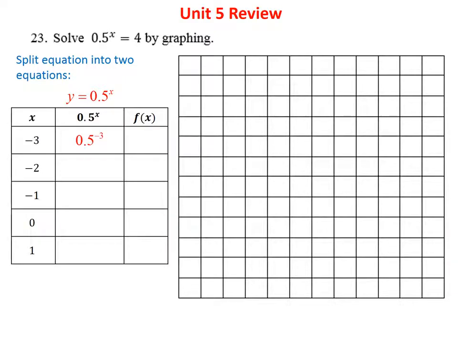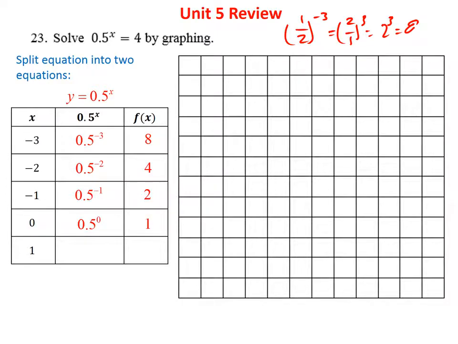So notice when it's to the minus third, I'm going to end up with 8. If you're not sure about that, what's 1/2 to the minus third? Well, that's the same as 2 over 1 to the third power, which is 2 to the third, which equals 8. Similarly, 1/2 to the minus 2 is 2 squared, or 4. And 1/2 to the negative 1 is simply 2. Obviously, when you get to 0, it's 1. And finally, when you get to 1, it's simply 1/2.